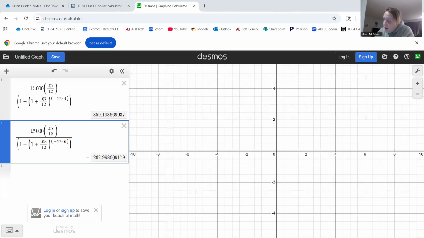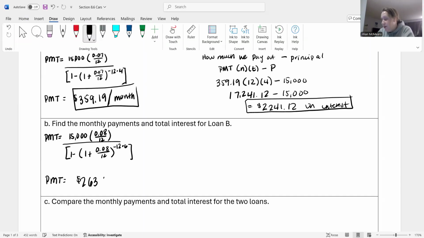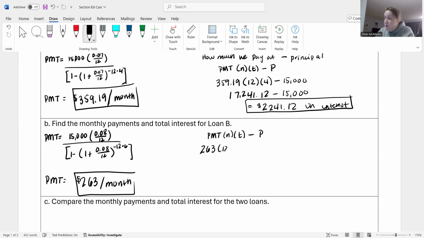So we get $263 per month. And again, we need to calculate the interest. Okay. So the interest is going to be PMT times N times T minus P. So 263 times 12, we make this payment 12 times a year for 6 years. We're still just going to subtract 15,000.